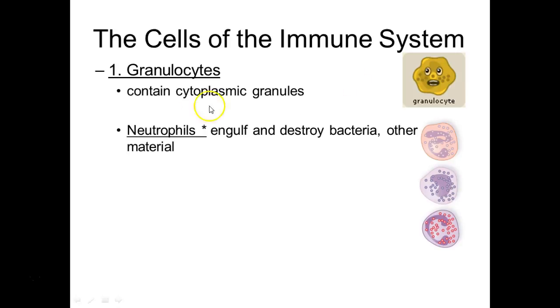And as the name implies, neutrophils, their granules tend to be neutral staining, which means they tend to, for the most part, blend in with their cytoplasm. You usually have to look really tough, or you have to have a really good stain to differentiate them from their cytoplasm. These guys' main job is to engulf and destroy bacteria and other material, right? They're our main phagocytic cells.